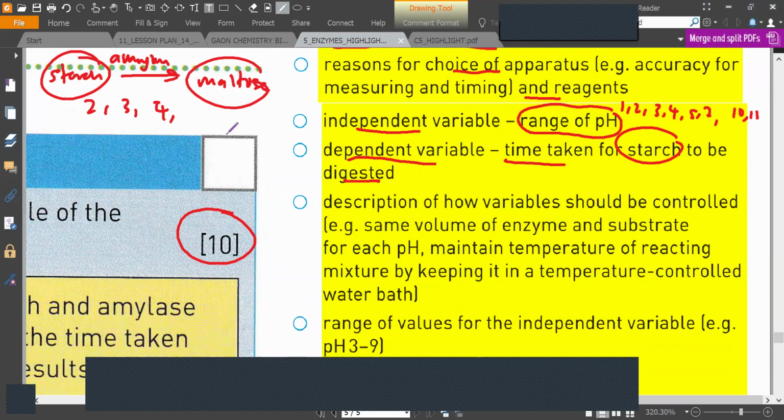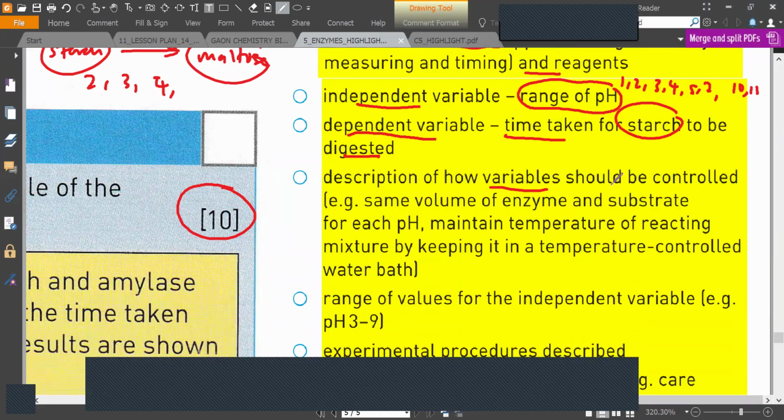Description of how variables should be controlled. For example, we'll use the same volume of enzyme and substrate for each pH. We will maintain the same temperature, using a water bath. And then we change the independent variable. For example, we can test pH 3 to 9.